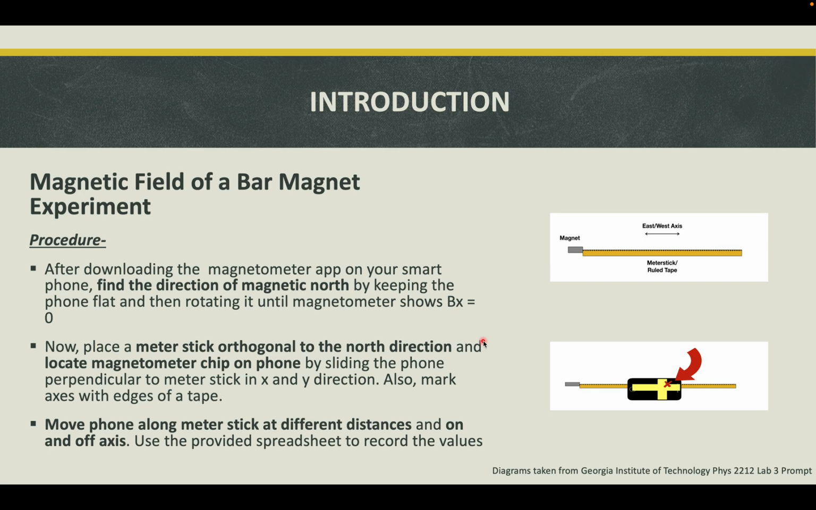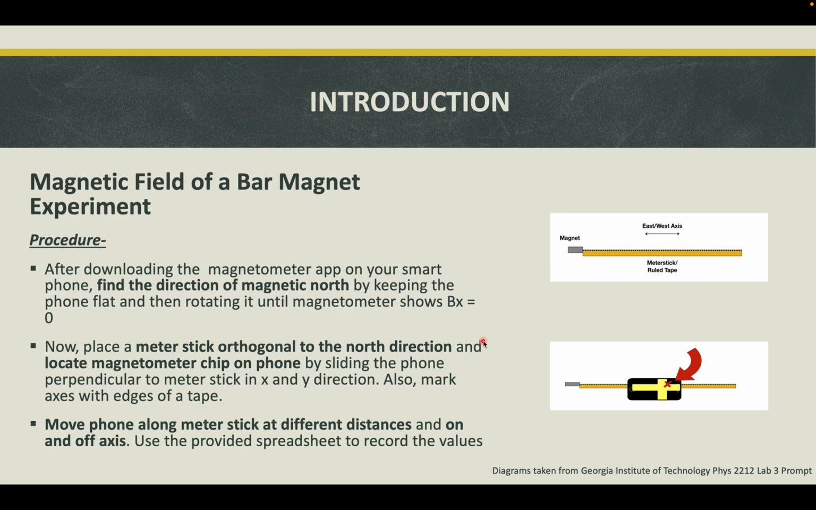The procedure of this experiment involves downloading the magnetometer app on your smartphone. I personally downloaded the Physics Toolbox magnetometer app. After that, determine the direction of magnetic north by laying the phone flat on a table and rotating it until the magnetometer's x component equals 0.